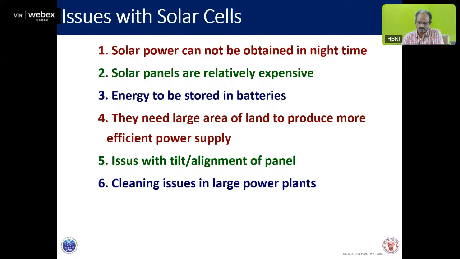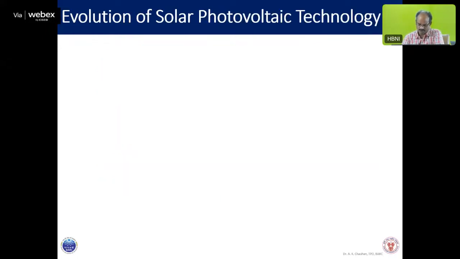Cleaning is an issue in large power plants. Mostly it is dust, but removing the dust when you have a plant spread over several kilometers of area, then cleaning is also an issue.